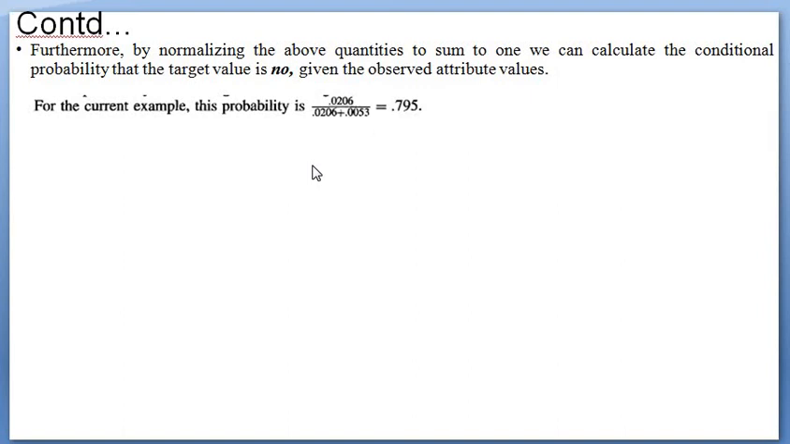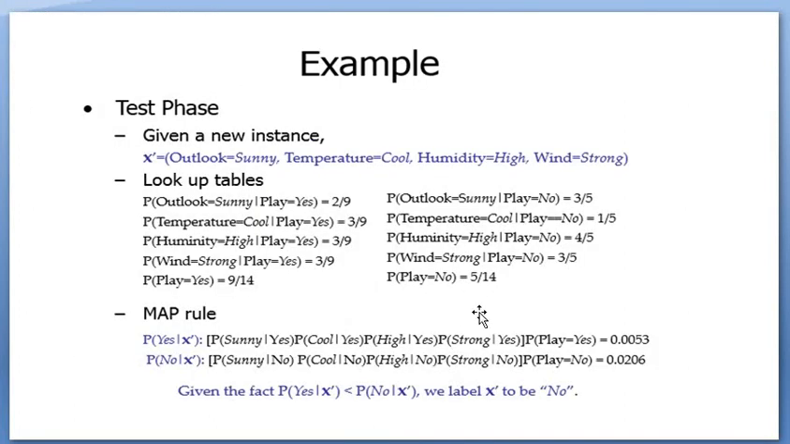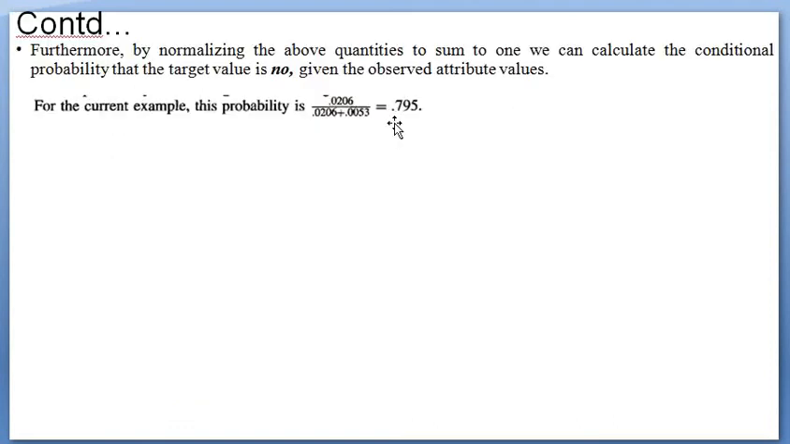Here we have calculated for no. Similarly we have to calculate for yes, the conditional probability of yes. So how to calculate it? It is 0.0053 divided by 0.0053 plus 0.0206. Then you will get an answer of 0.21 something. When we add the conditional probability of no plus the conditional probability of yes, we should get the answer as 1.